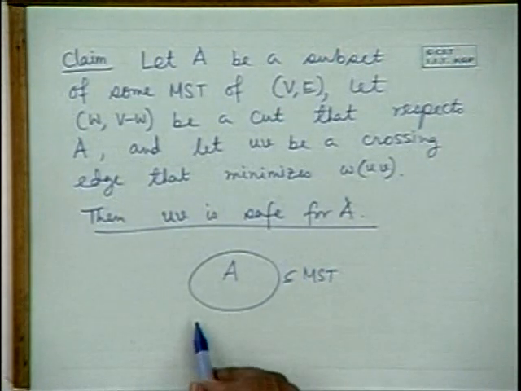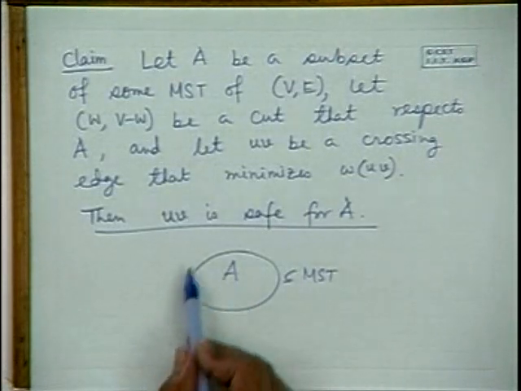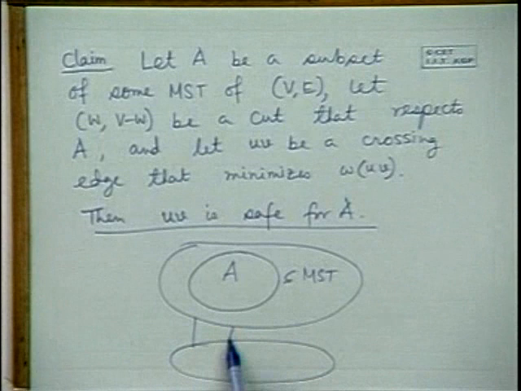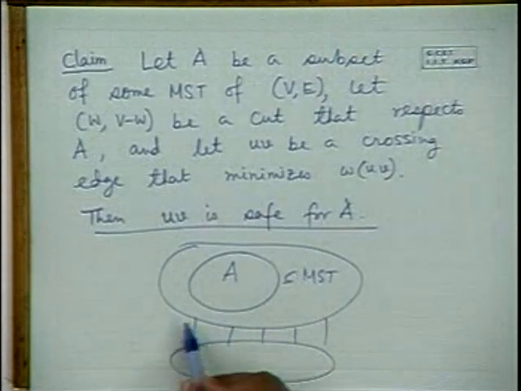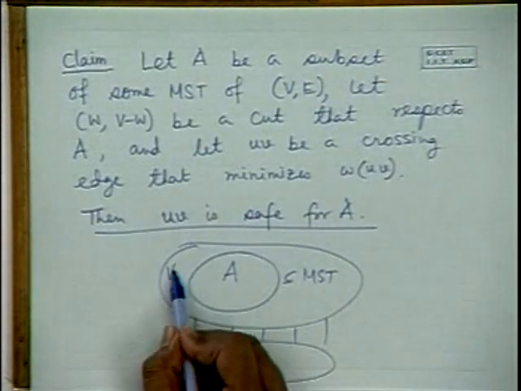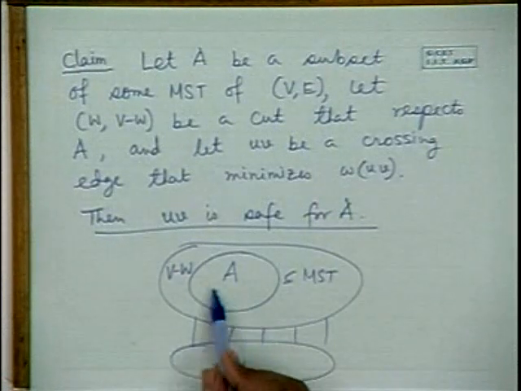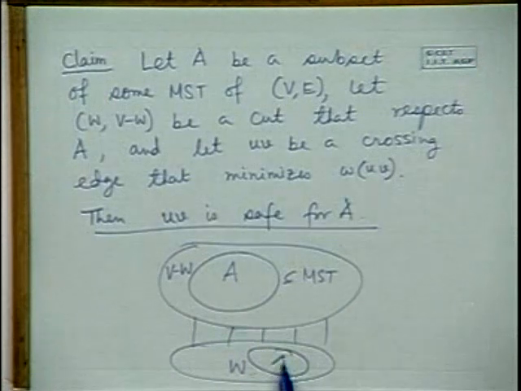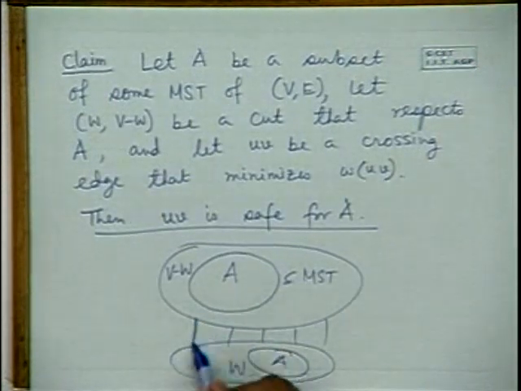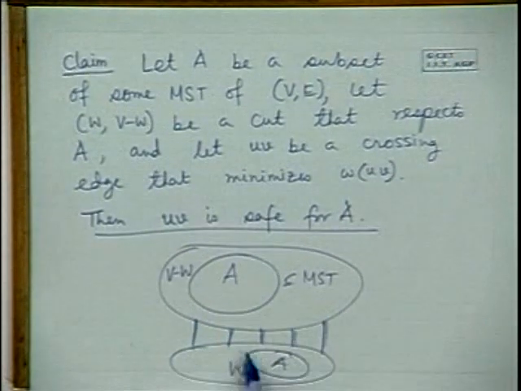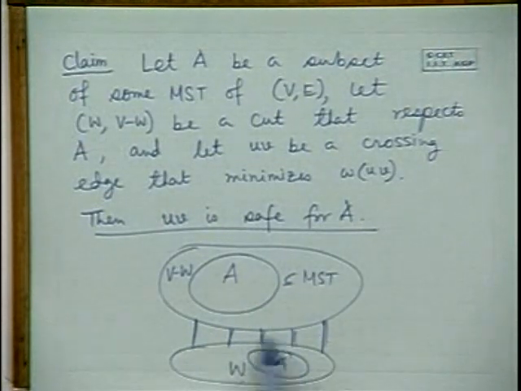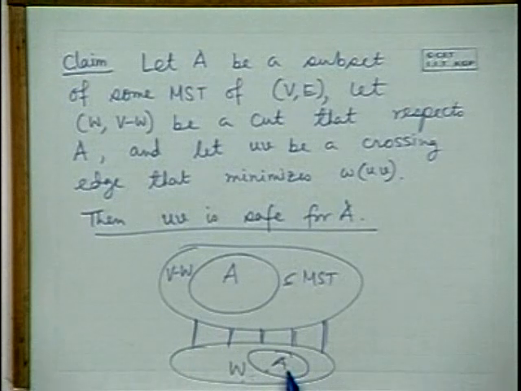Now you take a cut which respects this A, so maybe the cut is something like this, so there are edges like this. So this is W, probably this is V minus W. It may be that some part of A also belongs to here, so here also it may be A. But there is no edge of A between the two partitions, because this cut respects A. That's the definition of respect.